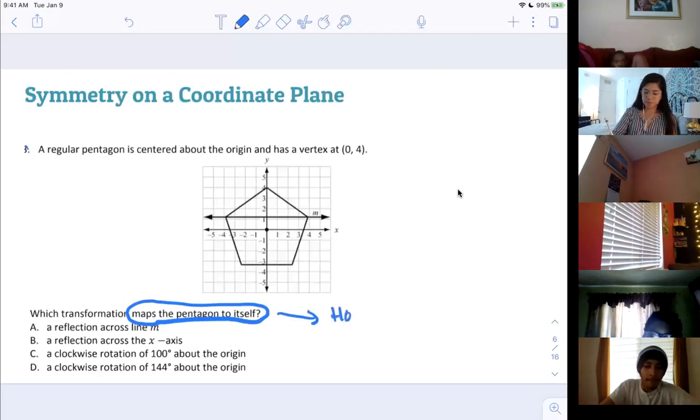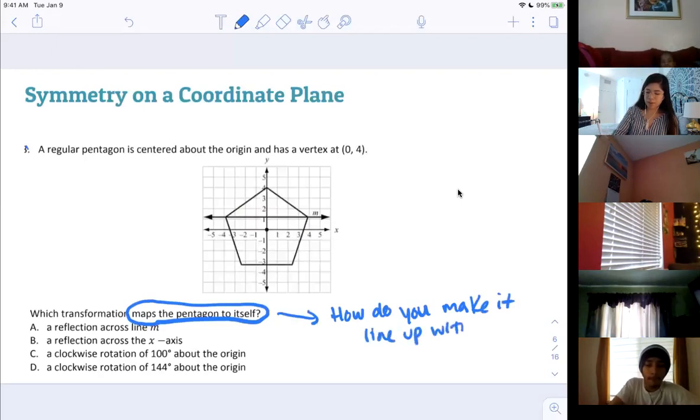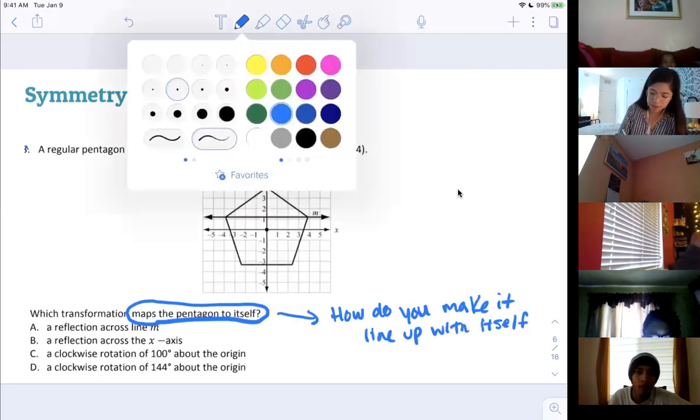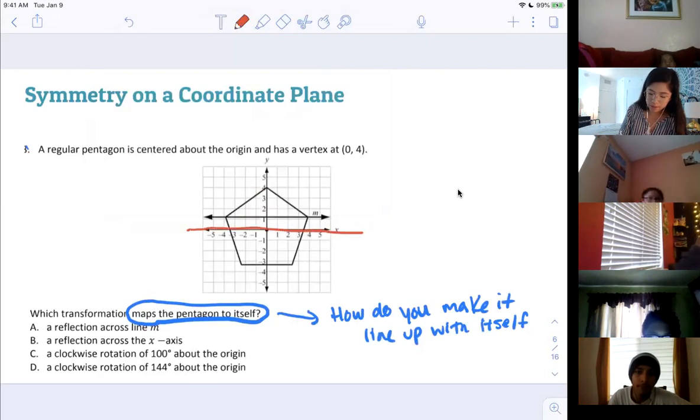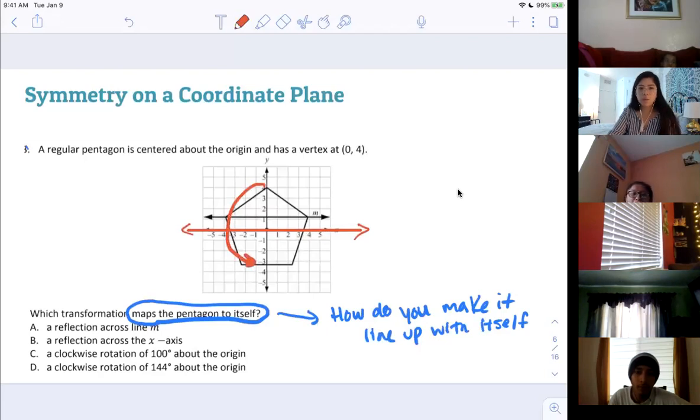A reflection across the x-axis. Okay, so hold on, let me write this down. How do you make it line up with itself? Okay, so one option would be a reflection across the x-axis. So let's look at the x-axis really quick. Let me highlight it. There's my x-axis. If I were to take my pentagon and reflect it, it would go this way, over the line. If you folded it in half in that direction, would it line up with itself?